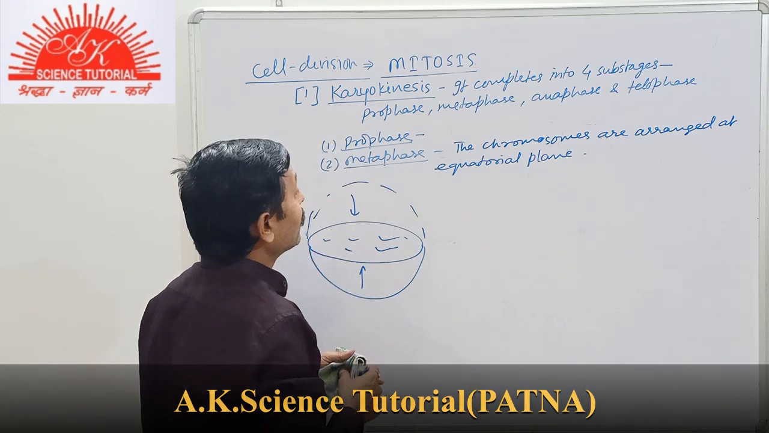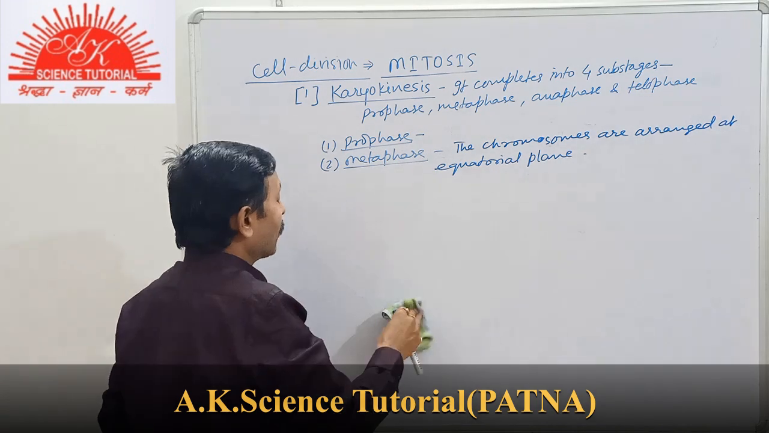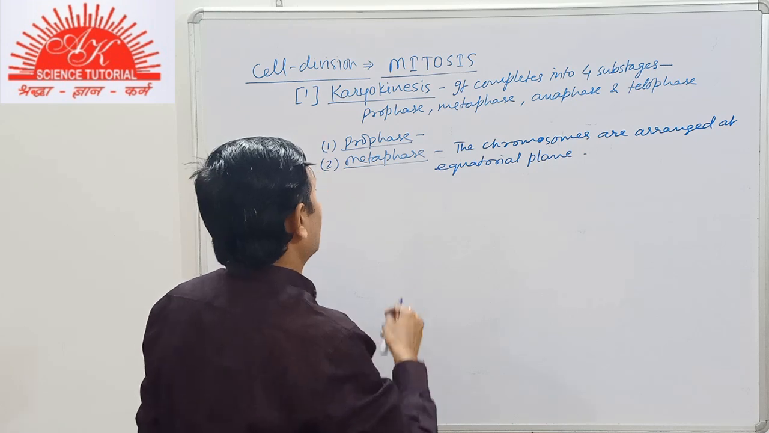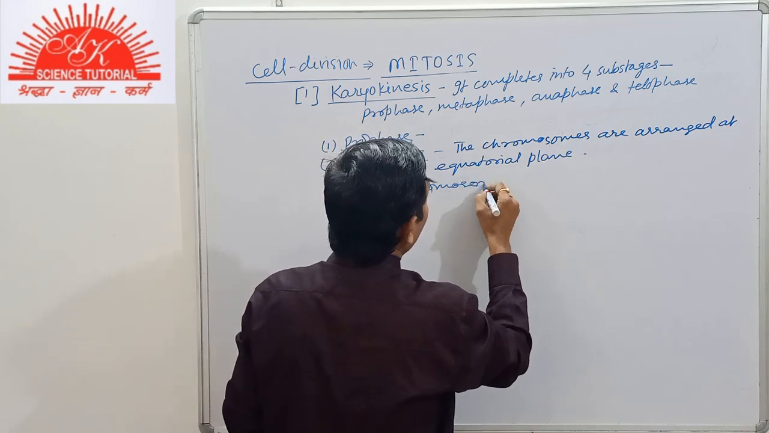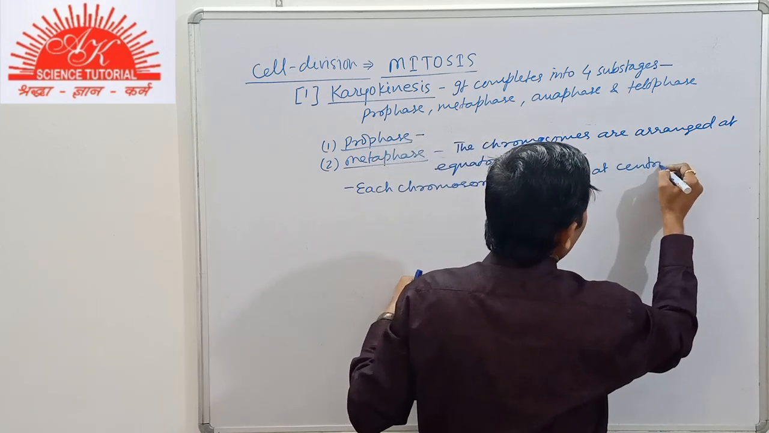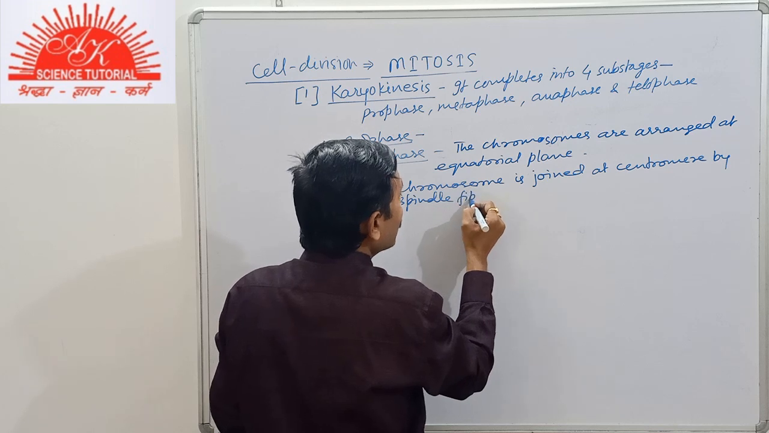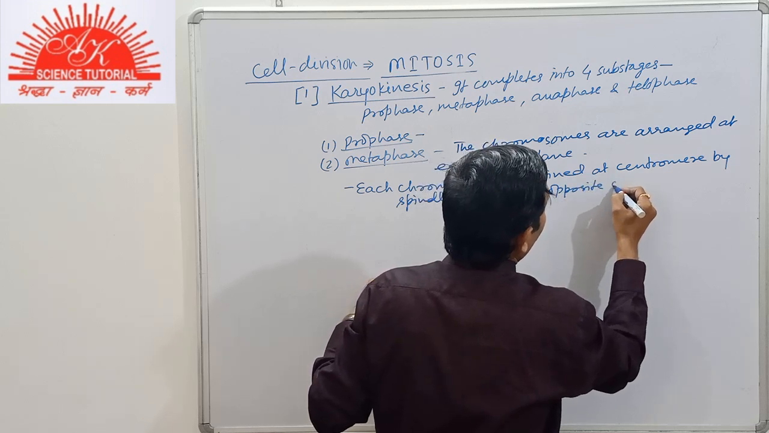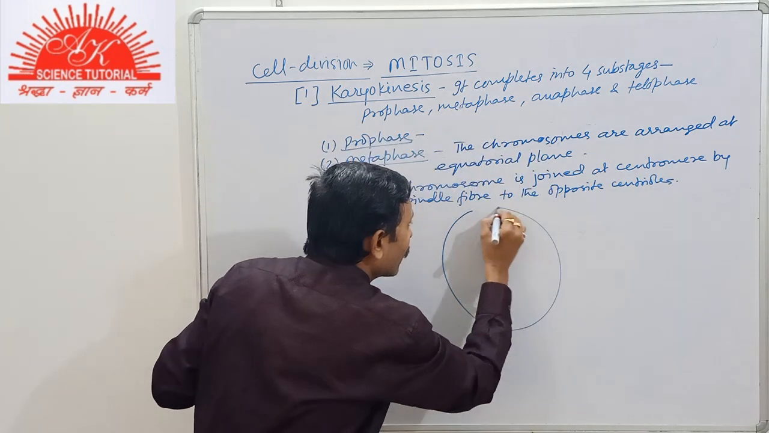And as a next part, each chromosome gets attached, joined by a spindle fiber at the centromere to the opposite poles. So each chromosome is joined at the centromere by a spindle fiber to the opposite centrioles.